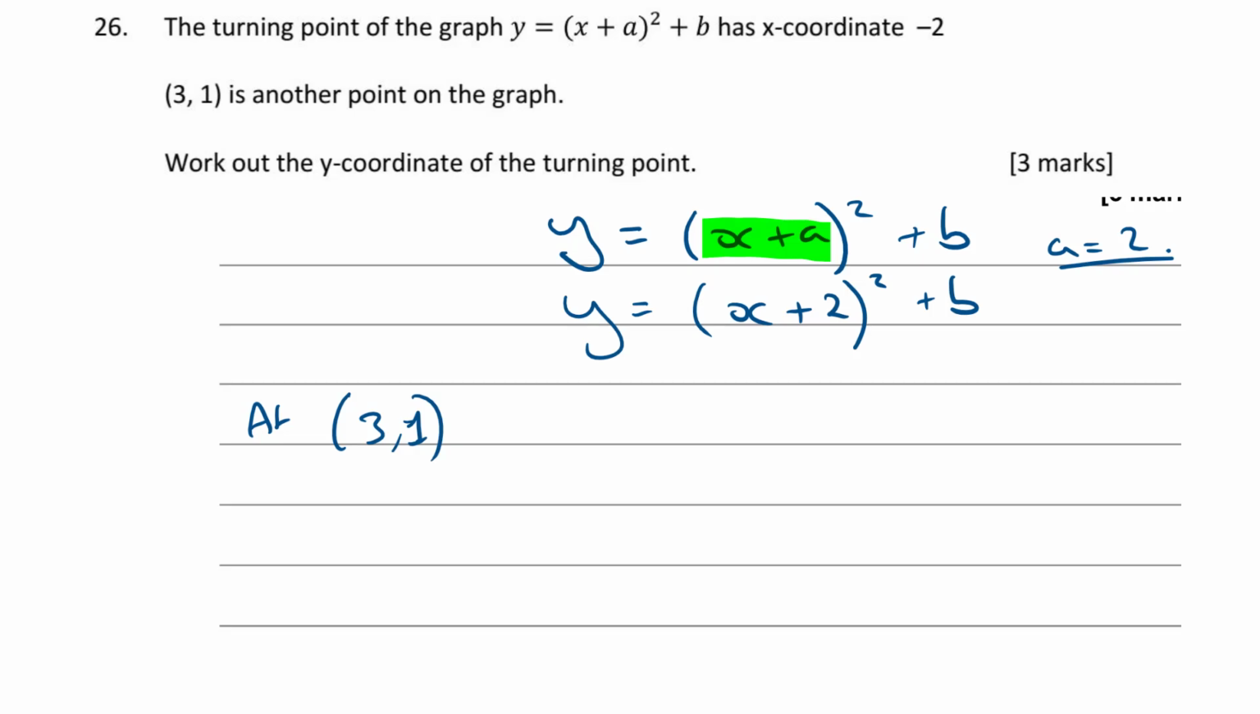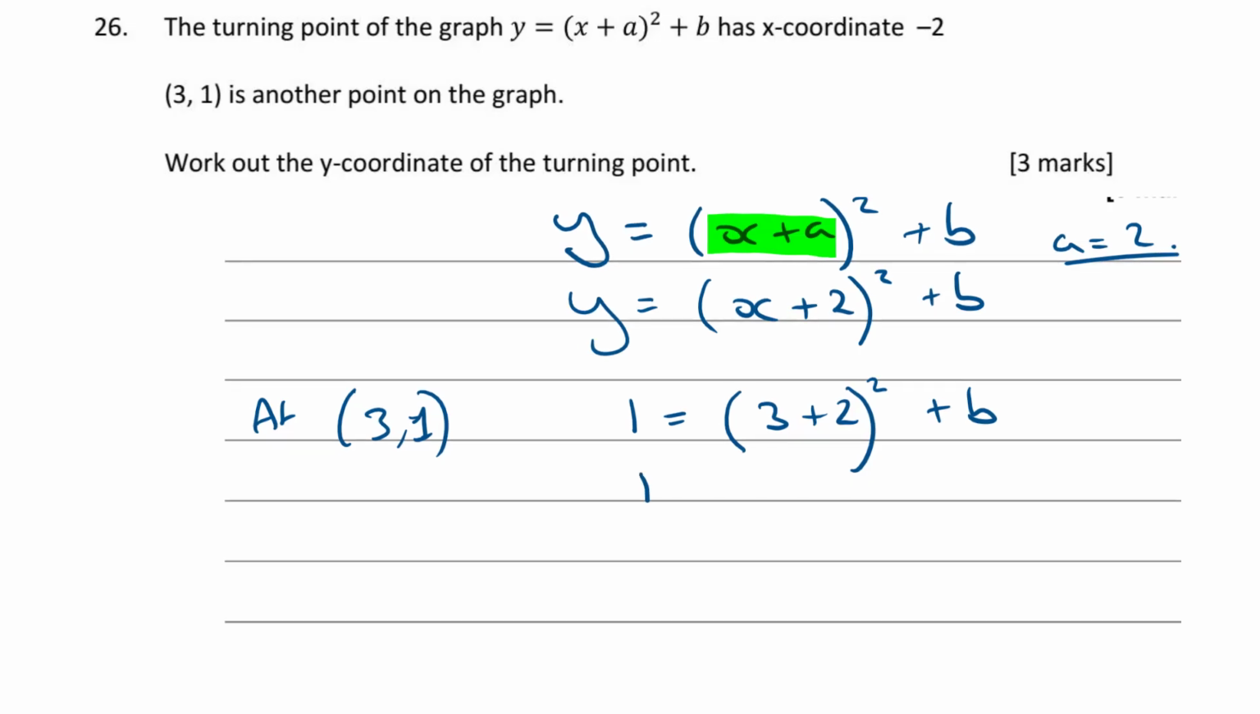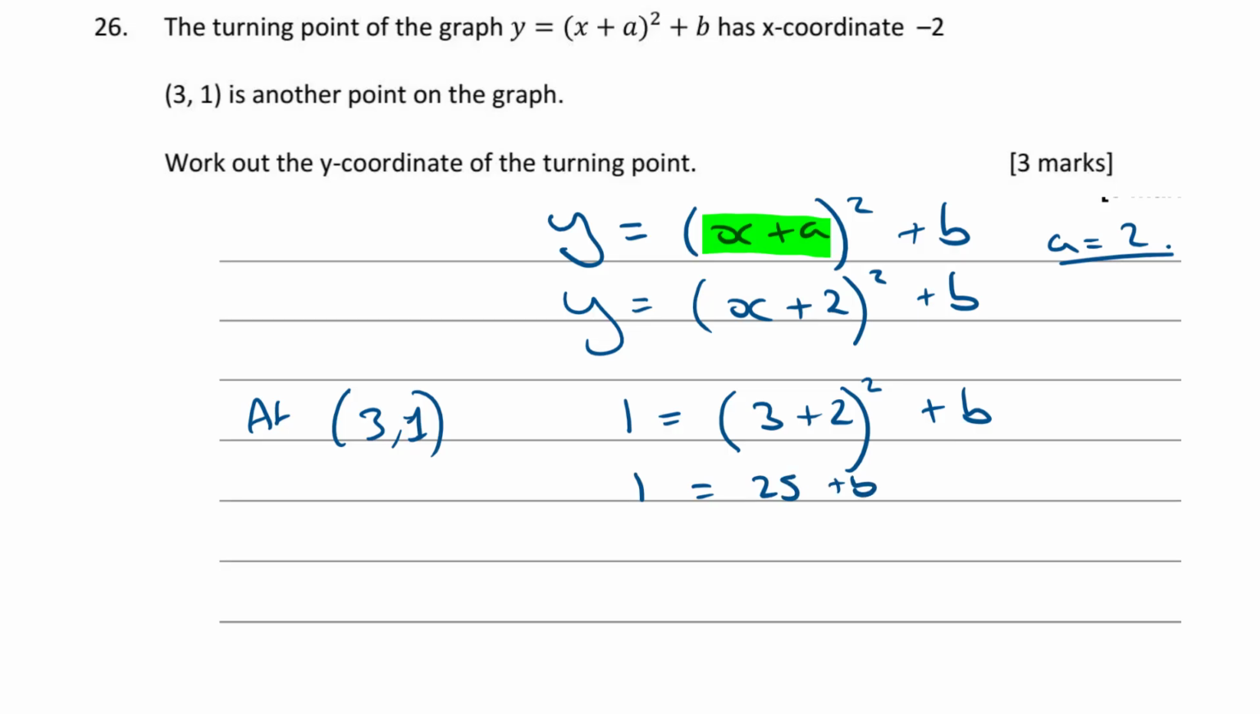So at (3, 1), 1 is going to be equal to (3 plus 2) all squared plus b. So just replacing y with 1 and x with 3. Then inside the bracket I've got 3 plus 2, which is 5, and 5 squared is 25. So I've got 1 is equal to 25 plus b, and that makes b equal to, taking 25 away from both sides, minus 24, isn't it? So I've got a is 2 and b is minus 24.